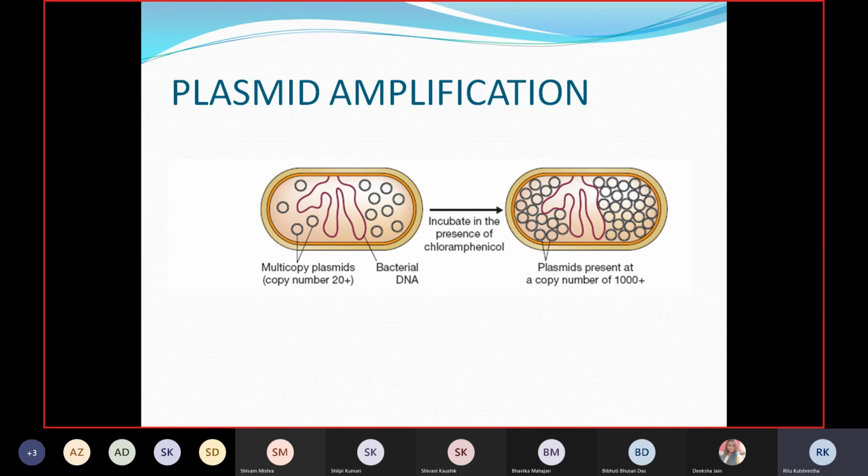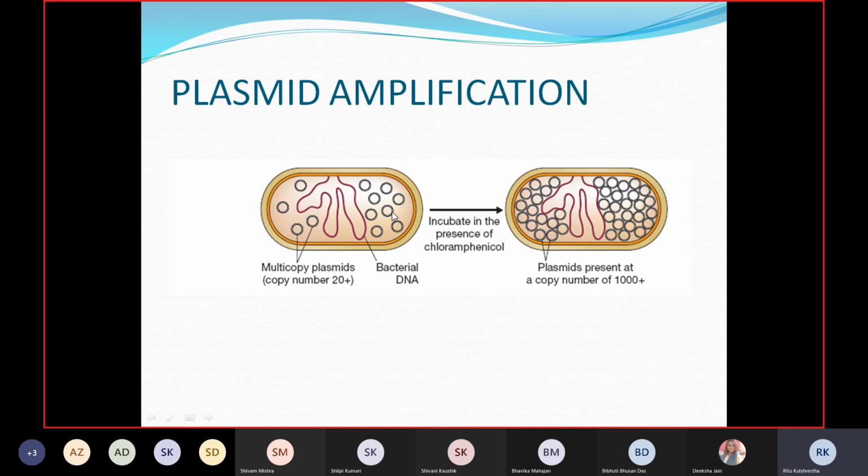And there is a possibility to increase the copy number of the plasmid by certain ways, one of which was introduction of chloramphenicol, by which you can increase the copy number of a particular low or middle copy number plasmid to very high copy number by treatment with chloramphenicol. And this is where I ended my class.